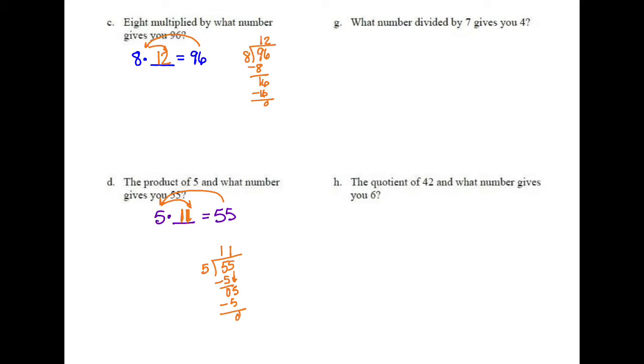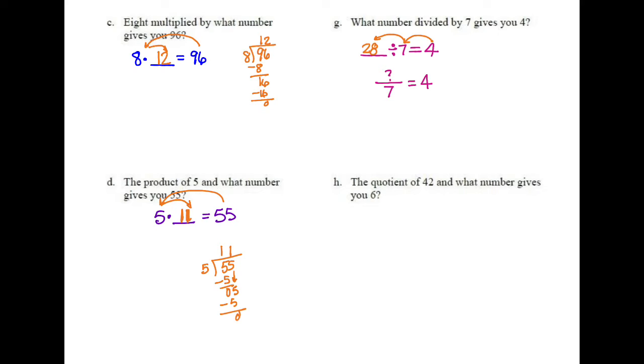And G, what number divided by 7 gives you 4? So what number divided by 7 equals 4? Or, this number divided by 7 equals 4. It's probably better to put a question mark above it or something in this case, right? To undo multiply, you're going to divide. So 4 times 7 is 28. 28 divided by 7 is 4, so you're right.